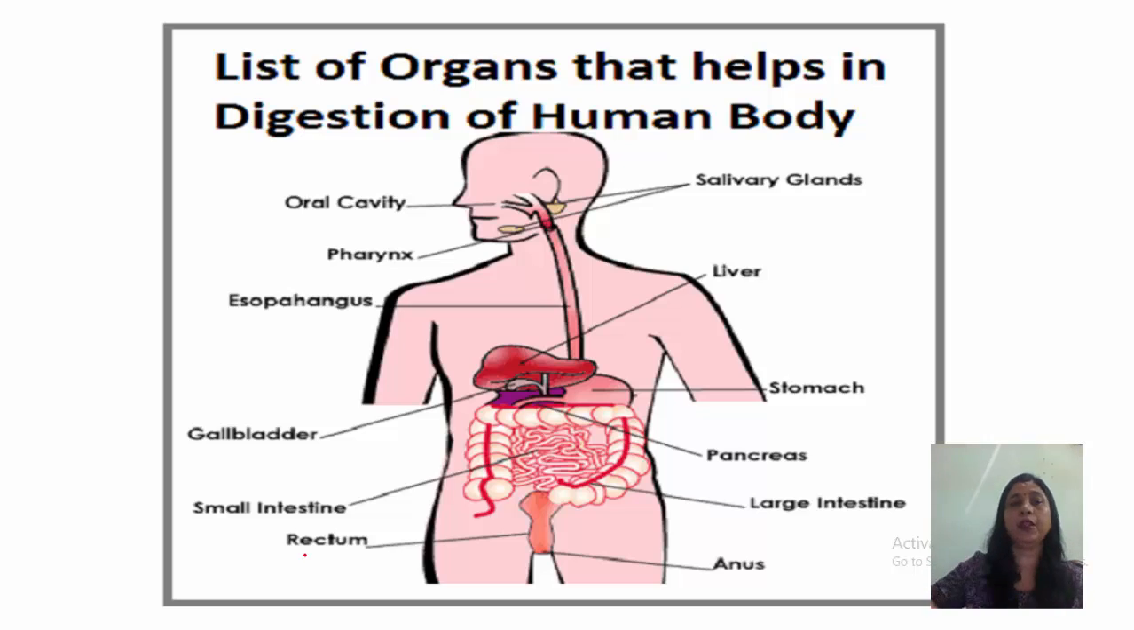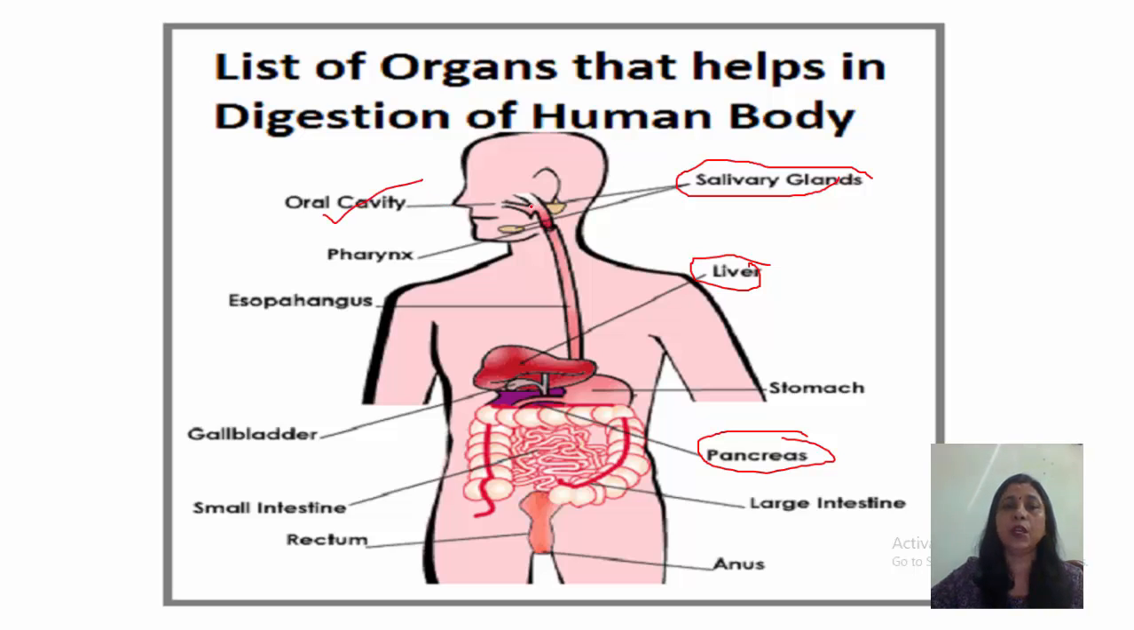Now digestion is completed. This is our human digestive system. You can see the glands which are associated with the digestive system. They are the salivary glands, the liver and the pancreas. And these are the organs of the digestive system, that is the oral cavity. From the mouth the food enters, reaches the esophagus. From there it reaches the stomach, then small intestine, then large intestine. It is stored in the rectum for some time, and through the anus it is taken out. And this is the gallbladder which stores the bile juice.